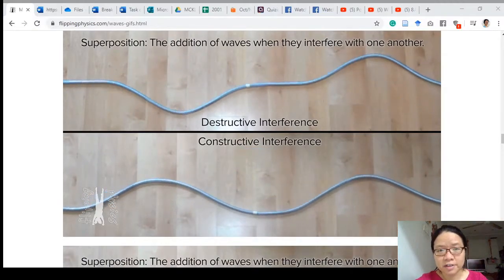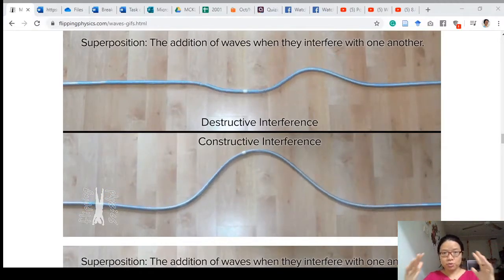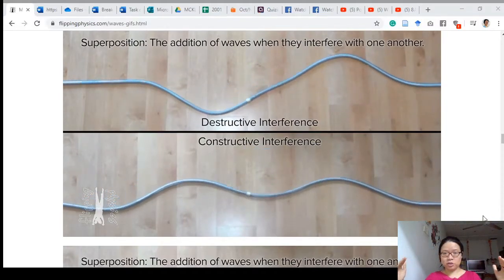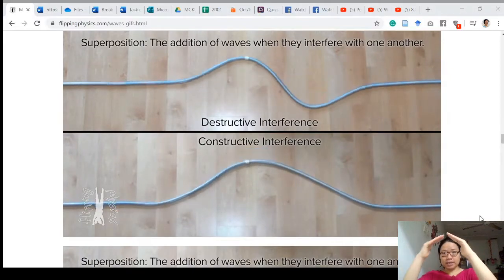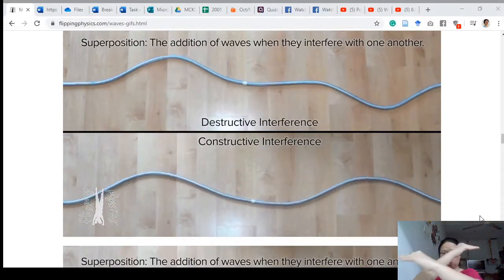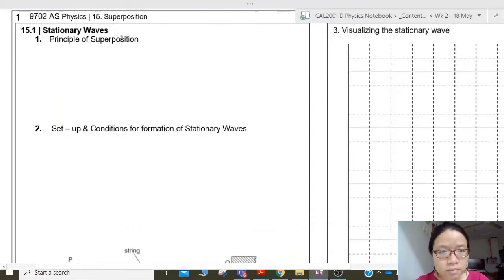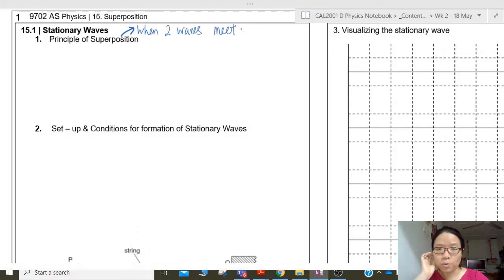Whereas in constructive interference, you have two waves coming together, becoming something big, and then traveling back in the opposite direction. So when they meet, they build each other up, and then they continue their journey. All right, so we're going to write that down. Principle of superposition. Basically, we're trying to answer what happens when two waves meet. It is important to know that when they meet, they carry on their journey.